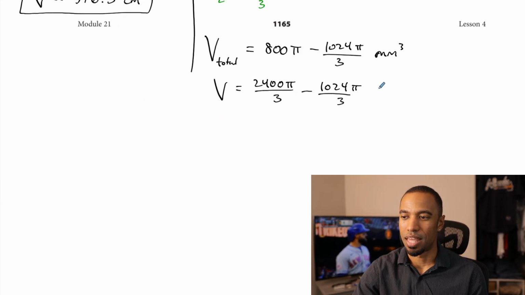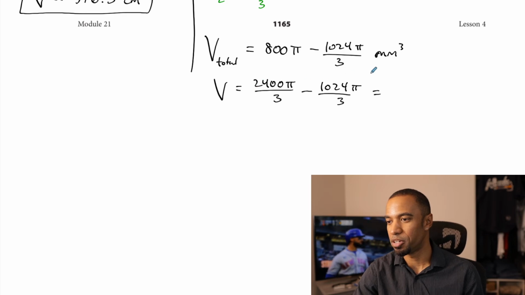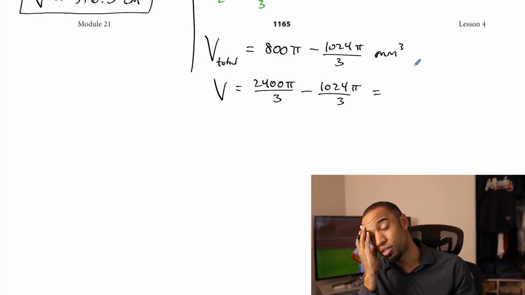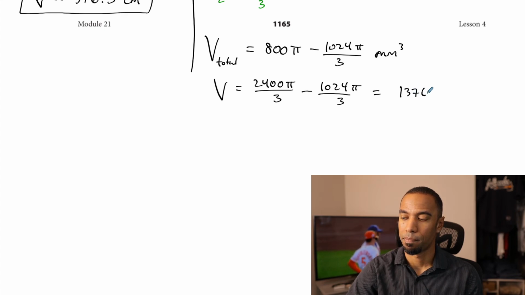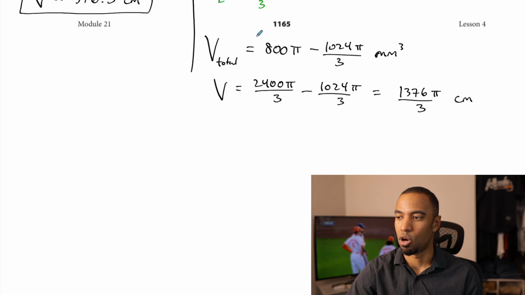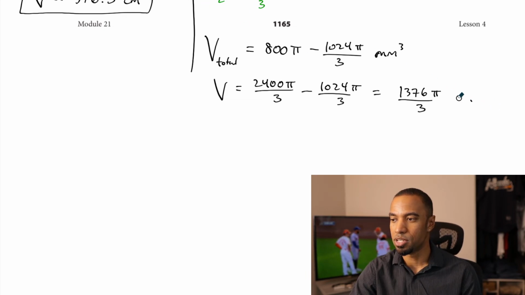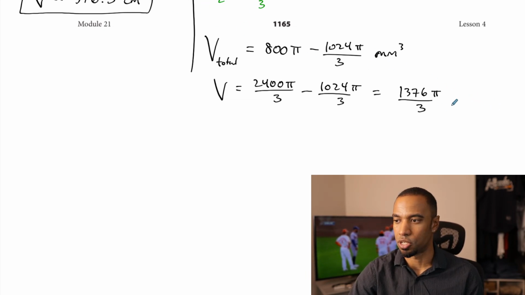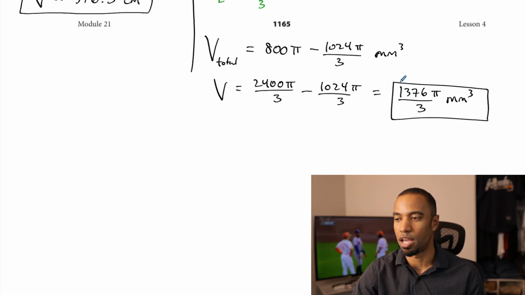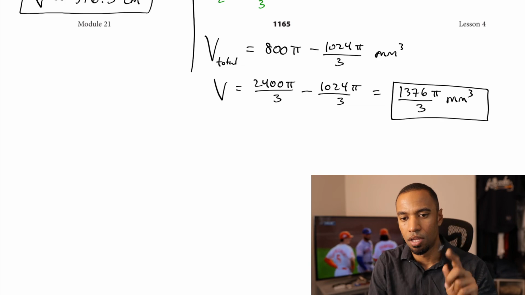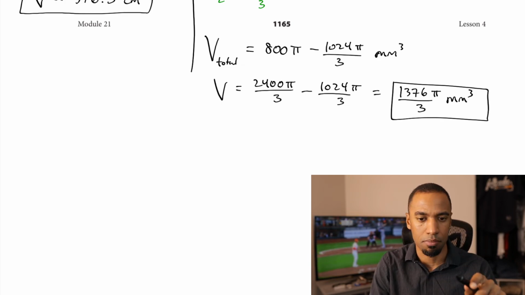All right, so that's going to be in cubic millimeters. When you subtract that, that is 2400 minus 1024, so 1376 pi over 3 cubic, not centimeters, cubic millimeters. And that should be an exact answer. Now, I did that one in my head, so I'm sorry if I messed that little part up. I'll confirm on the calculator that what I had before is the same thing as that one.